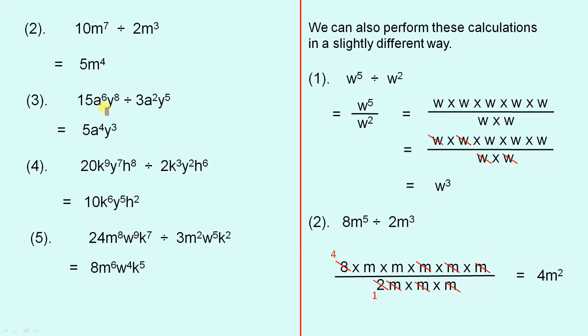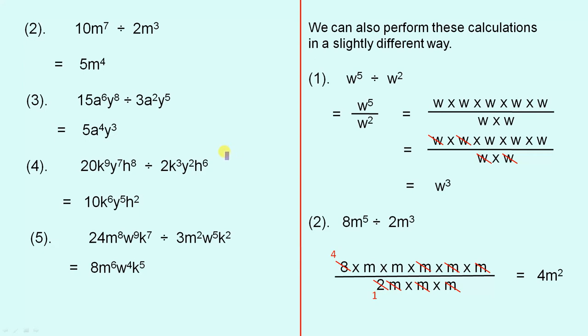Next example is similar. 15 divided by 3 is 5. We have a to the 6th and a squared. 6 minus 2, that gives you a to the power of 4. Y to the power of 8 and y to the power of 5. 8 minus 5 is y to the power of 3.